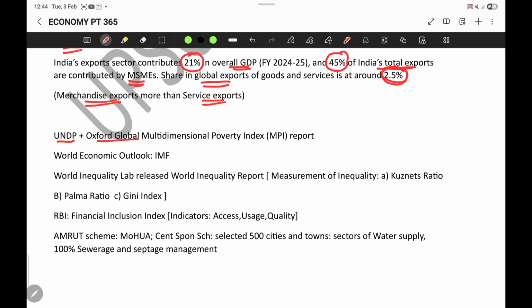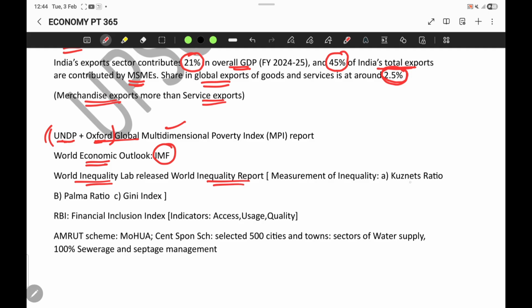UNDP and Oxford institution, some big name is there. Just remember, UNDP and Oxford institution will release the Global Multidimensional Poverty Index. World Economic Outlook is released by the IMF. World Inequality Lab will release the World Inequality Report.